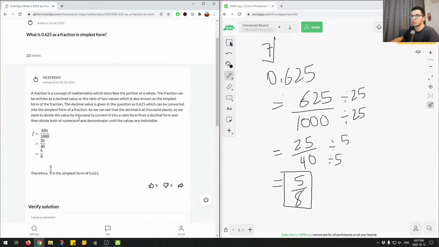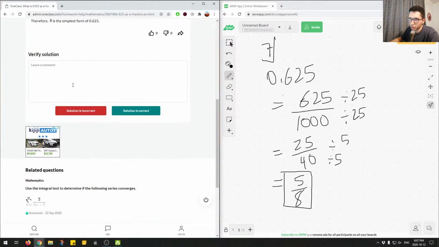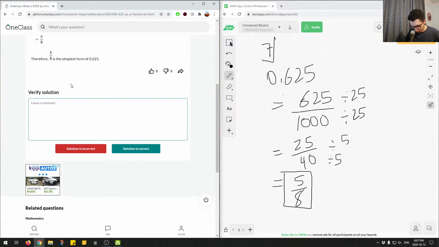So let's look at what the junior tutor said over here. They describe what the fraction is: the decimal value given in a question can be converted. So really, here's the important part. You start off with 625 divided by 1,000, because you have decimals in the tenths, hundredths, and thousandths position. Then they divide top and bottom by 25, and they go through the same process to get 5 over 8. So this answer is correct. Great job. And we'll mark this question as correct.